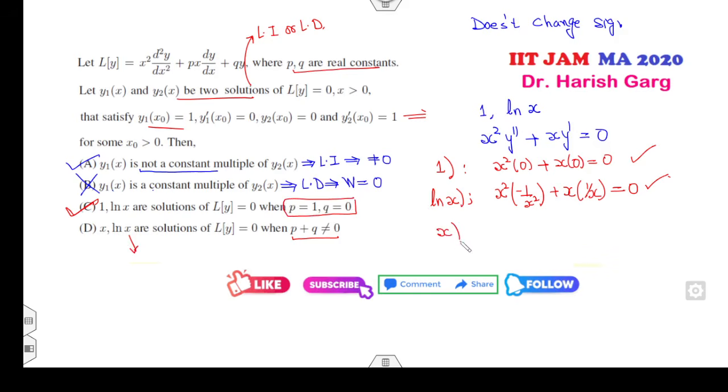Is x the solution? We will substitute x square, second derivative is 0, first derivative is 1. Is it 0? It is 0 only when x is 0, but the given statement said x is non-zero. So this is not a solution. That means x is not the solution. The right answers are A and C.